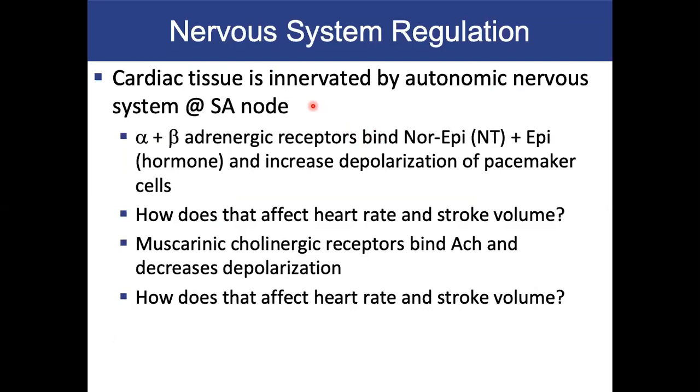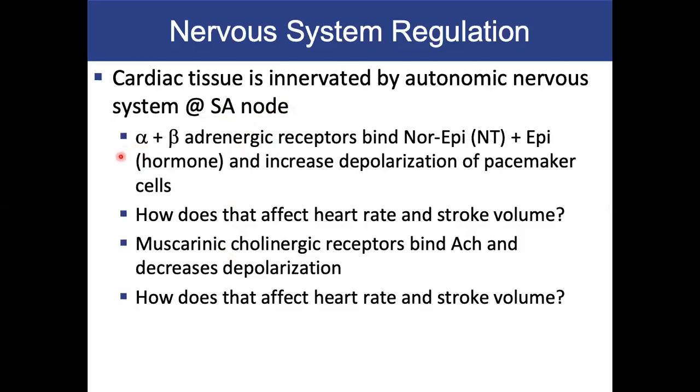So the heart is going to spontaneously, rhythmically depolarize and contract and relax on its own, as long as it has enough nutrients and ions and gas to do so. So how do we regulate it? It's innervated by your autonomic nervous system at the sinoatrial node, atrioventricular node, and the ventricles. Go back to your nervous system notes, because I want you to draw this out.